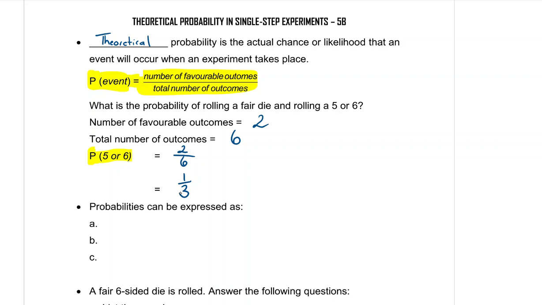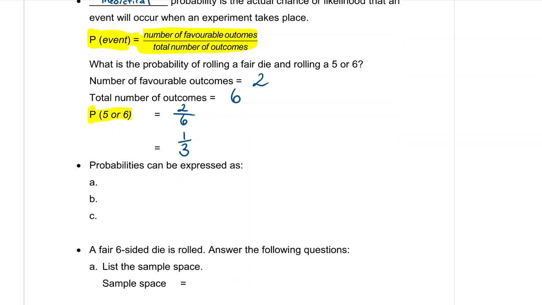Now, most of the time, you'll be writing your probabilities as fractions, but probabilities can be expressed as fractions, decimals, and percentages. If it's not specified in the question, then the standard response is to give the fraction answer. But occasionally it will ask you to give a decimal or a percentage.